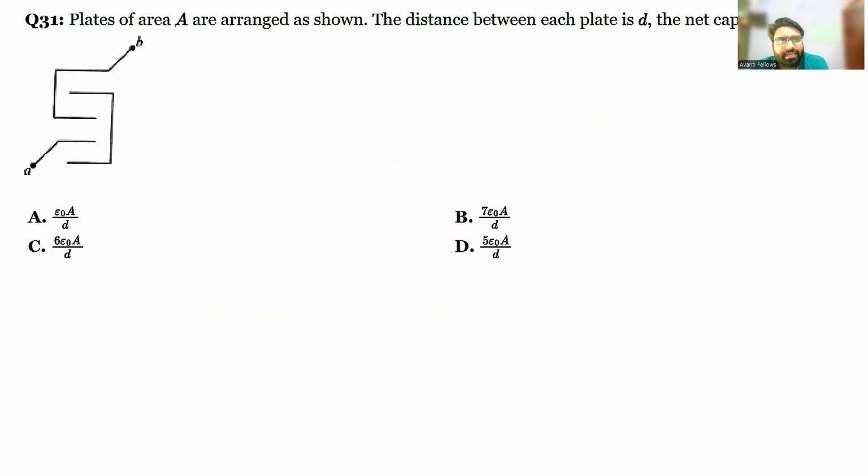The plates of area A are arranged as shown. The distance between each plate is D. Find the net capacitance. So this type of arrangement has a trick to solve, and we will elaborate this trick in this question. Whenever you see this type of arrangement of plates, if I just redraw it, let me make it a bigger one.